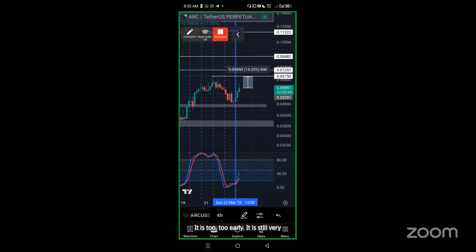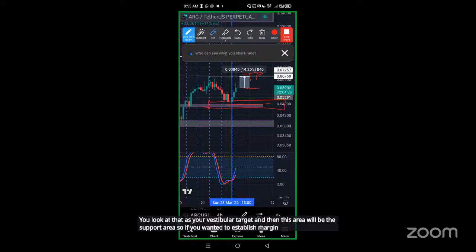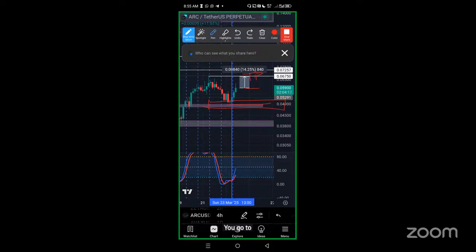So you will wait, you'll make entry here or at current price, and then you look at this as your first TP target, right? You look at that as your first TP target, and then this area will be the support area. So if you wanted to establish margin call drops, you look at those areas. But the most important thing when you're going to do that, if you want to establish and identify those different trade entry opportunities, you go to a lower time frame. Yes, you know you will have about up to 14%, all right?